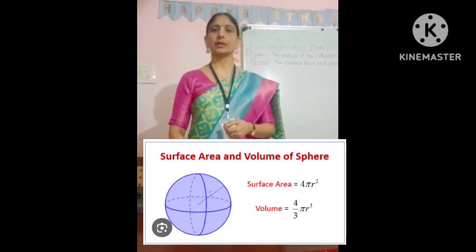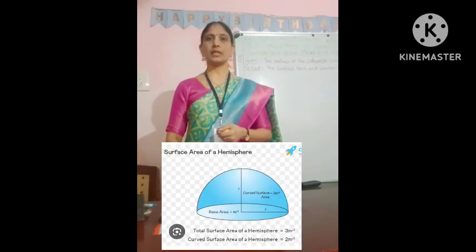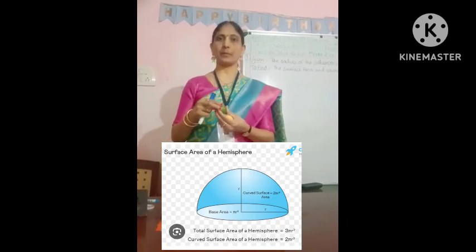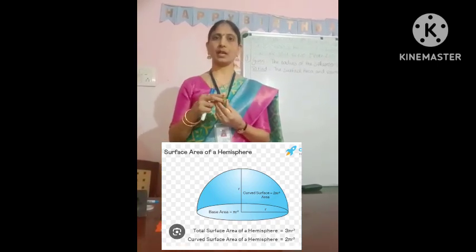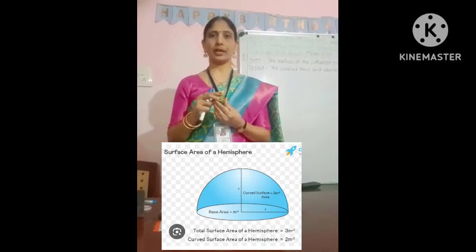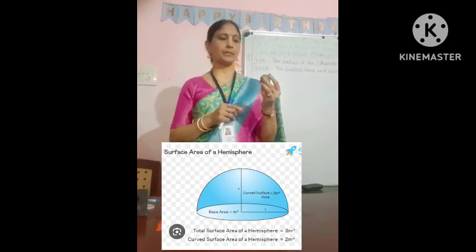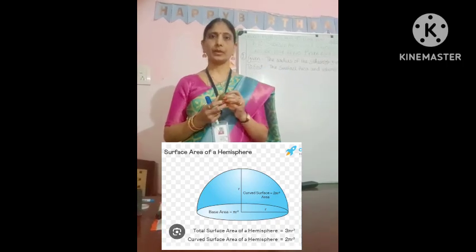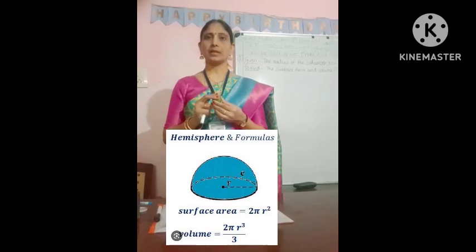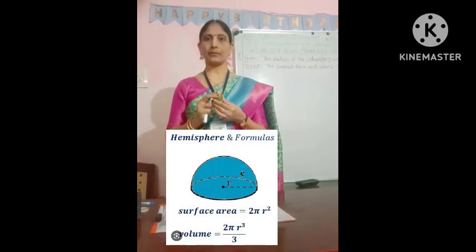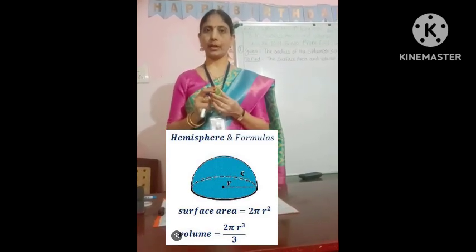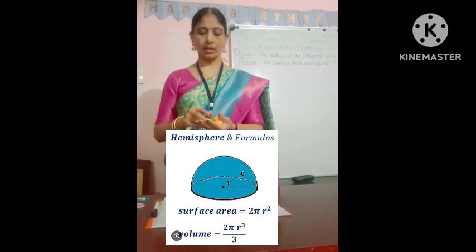Very good. What is the curved surface area of the hemisphere? 2 pi r square. Very good. Next, total surface area of the hemisphere: 3 pi r square. Next, volume of the hemisphere: 2 by 3 pi r cube. Very good. These are the formulas.